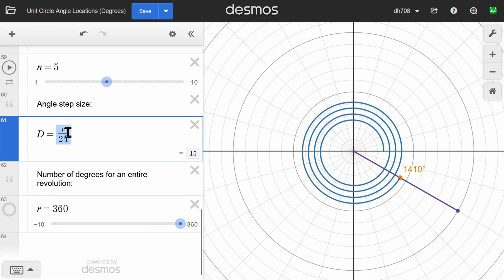Now, the D right here is determined by this. I chose that it would be 360 divided by 24. So 1/24 of a full rotation. And that corresponds exactly to these grid lines here.